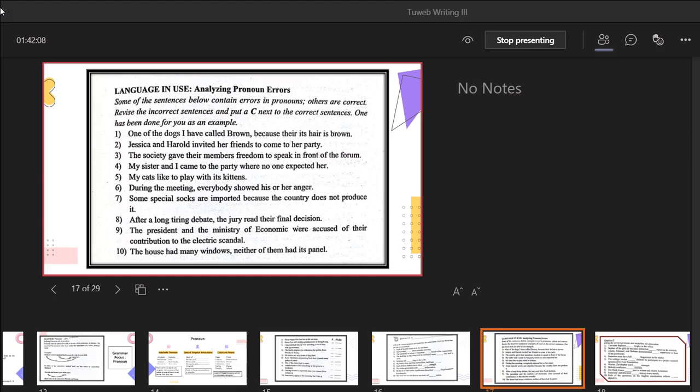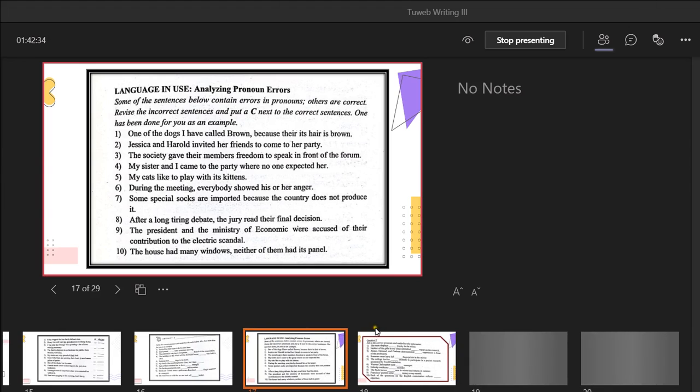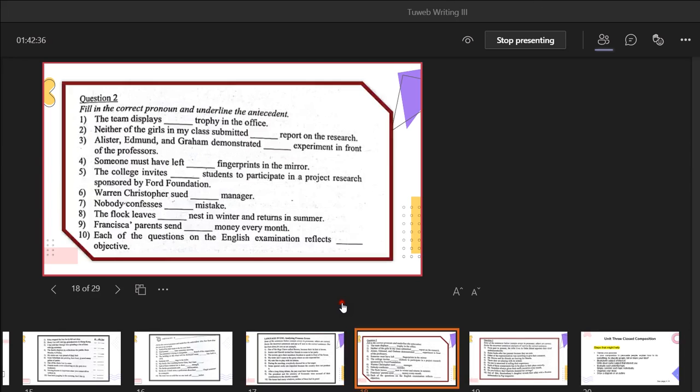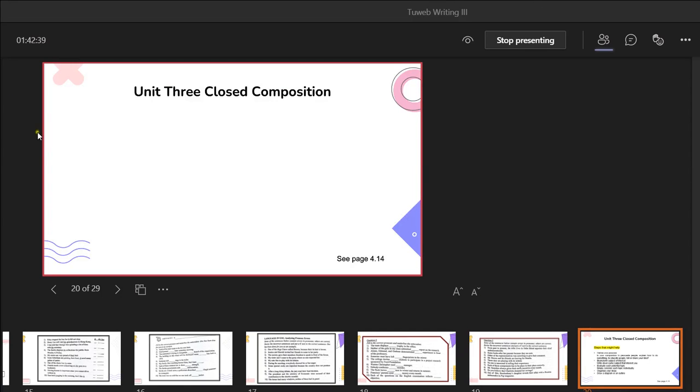The president and the Ministry of Economic were accused of Yes, jadi itu benar ya, of their contribution. Number 10. It's correct, yes. Okay, I guess you guys already understand about this one. So let's move on to our next topic. I'm gonna leave this one here.